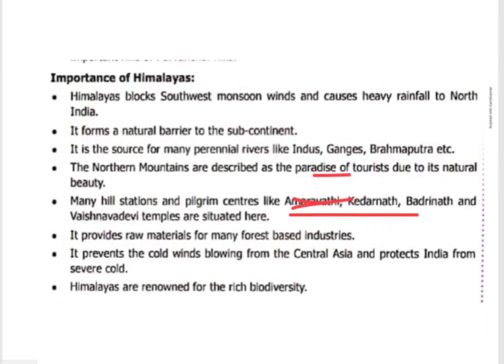Then the Himalayan mountain provides the raw materials for many forest based industries. It also prevents cold polar winds blowing from Central Asia. Central Asia in the sense, which country? China. And it protects India from the severe cold. The last one, Himalayas are renowned for their rich biodiversity. So these are the things, children. This is very important. Learn.